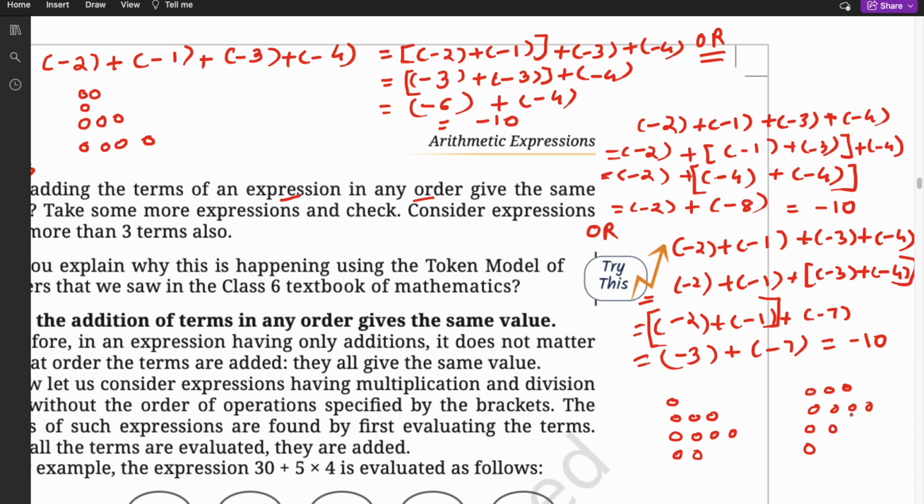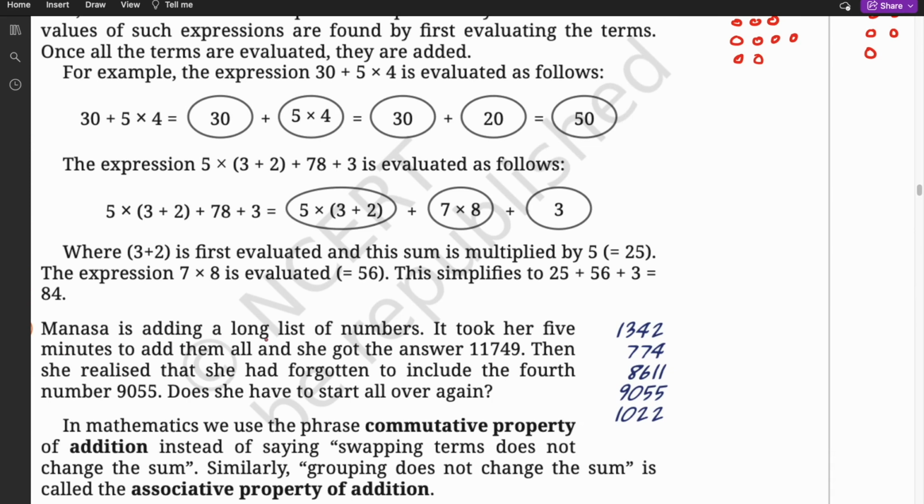Manasa is adding a long list of numbers. It took her 5 minutes to add them all and she got the answer 11,749. Then she realized that she had forgotten to include the fourth number, 9,055. Does she have to start all over again? Does she have to start adding again? No. There is no need to start all over again.